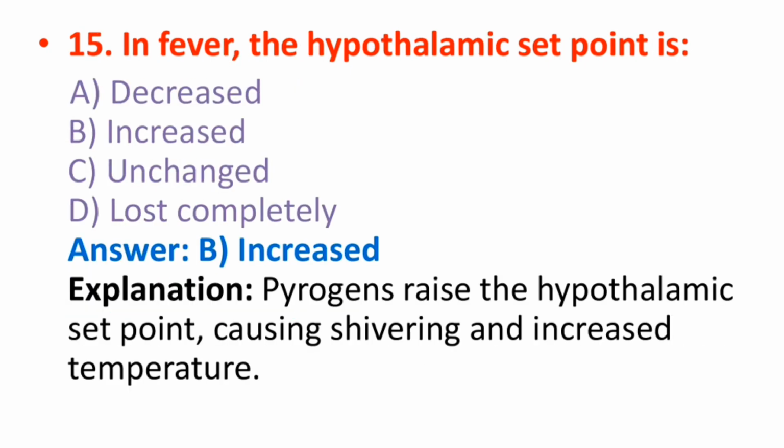In fever, the hypothalamic set point is: option A, decreased; option B, increased; option C, unchanged; option D, lost completely. The correct answer is option B, increased. Pyrogens raise the hypothalamic set point, causing shivering and increased temperature. In fever, the hypothalamic set point is increased.